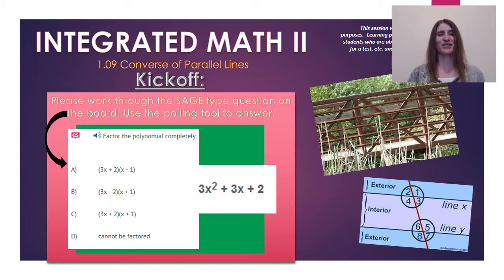I teach Math 2, and I'm here to talk with you and show you some things that I do to help reach our SAGE improvement goals. So the first thing I wanted to show you is my kickoff page.